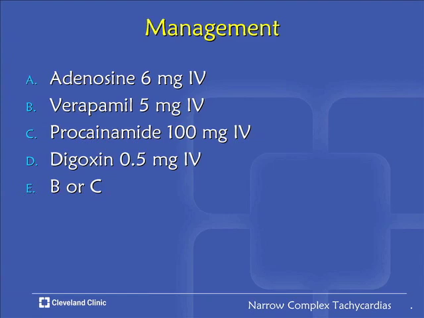So let's look at the things that actually block conduction across the AV node. Adenosine does, verapamil does, procainamide maybe, digoxin yes. So all of these decrease conduction in the AV node. However, there's only one of them that decreases conduction in the accessory pathway, and that's procainamide.